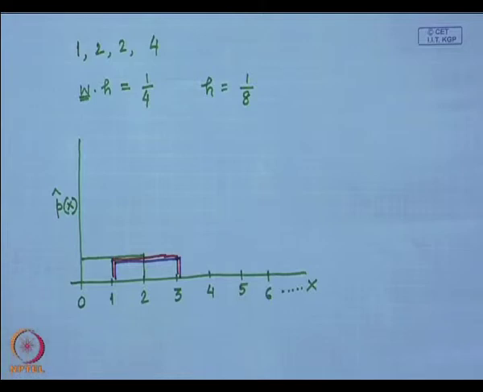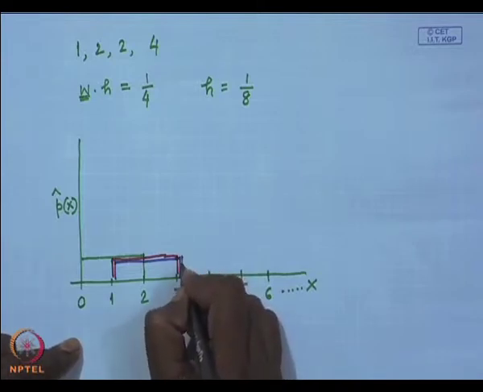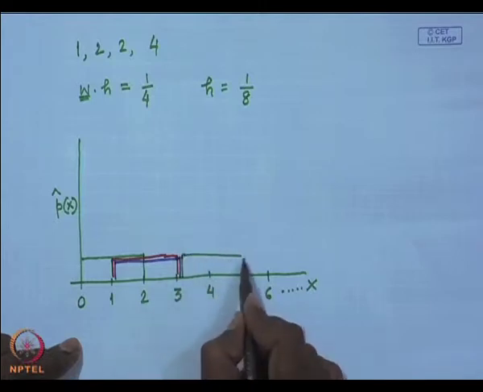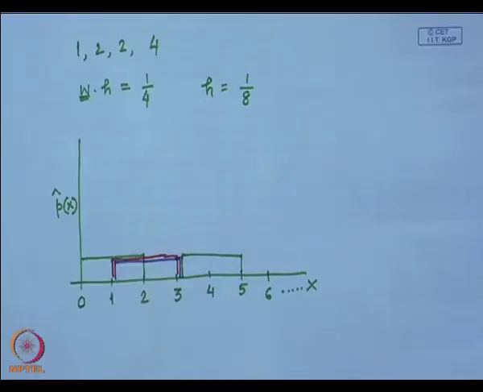And then I have a single window at location x equal to 4, again of width 2 and height 1 upon 8. So, this window will span from x equal to 3 to x equal to 5 because width is equal to 2. And now, if I combine all these windows together, that is what is going to give me the probability density estimate.